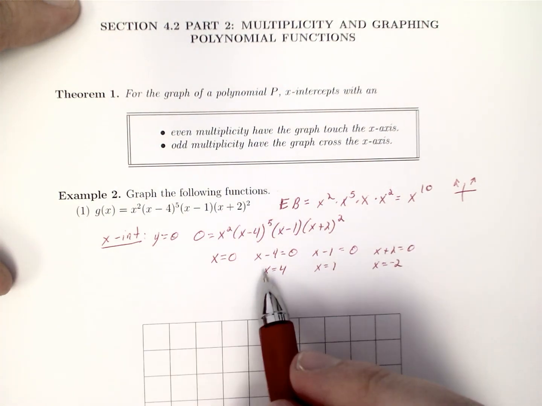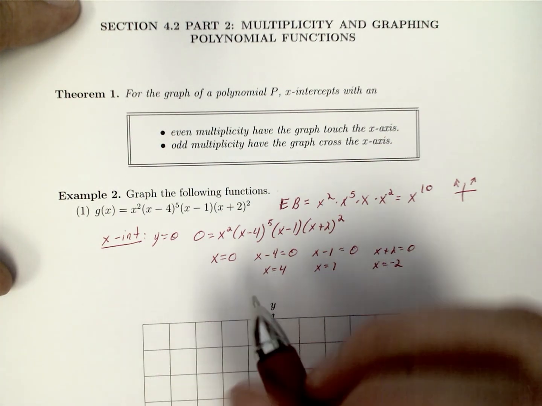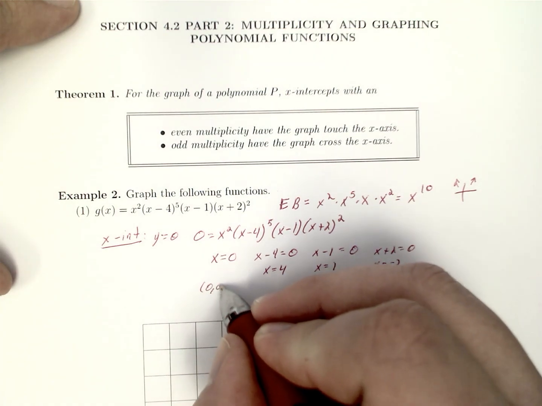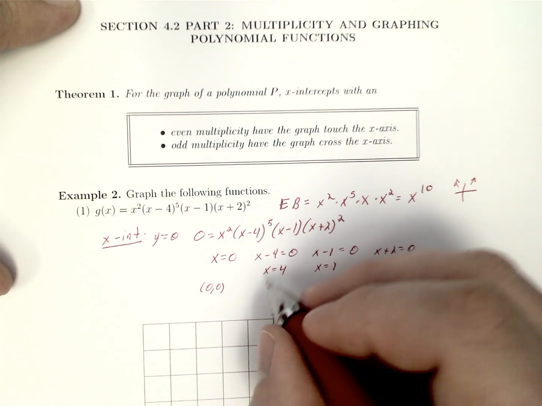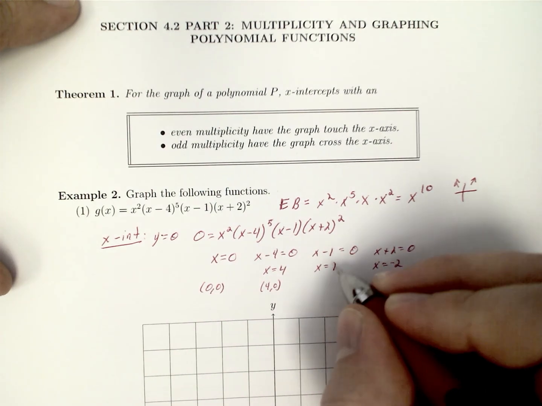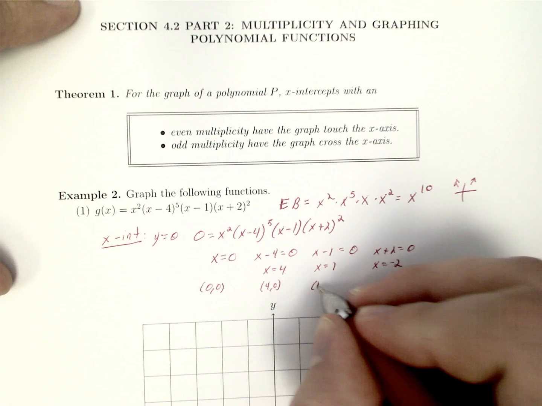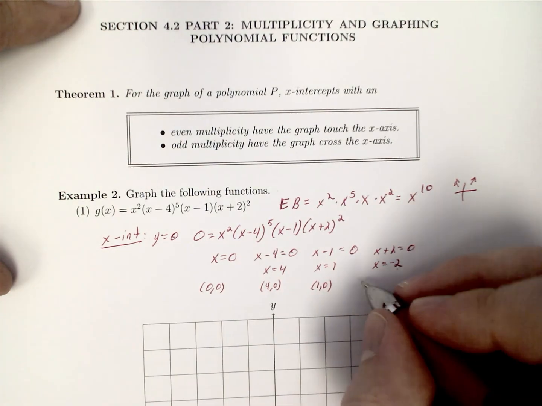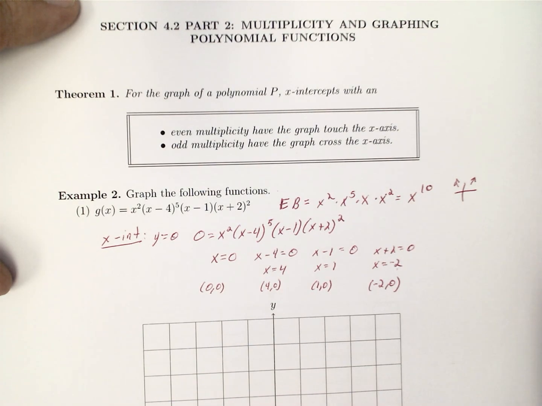Remember that intercepts are points. So we look at the x, then the y: 0, 0. The x, then the y: 4, 0. X, then y: 1, 0. X, then y: negative 2, 0.